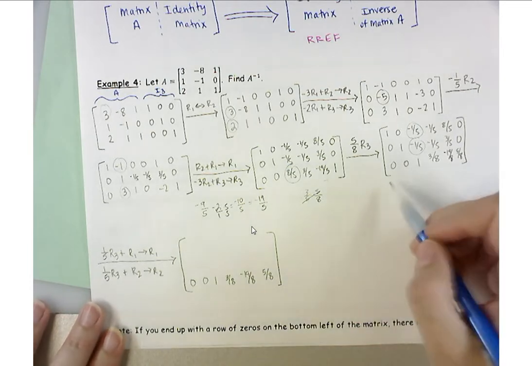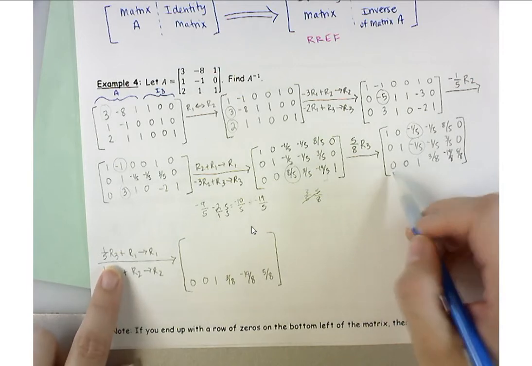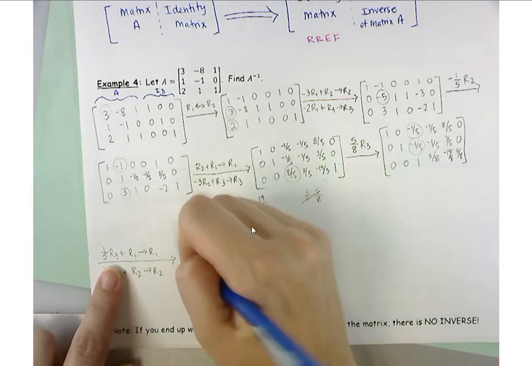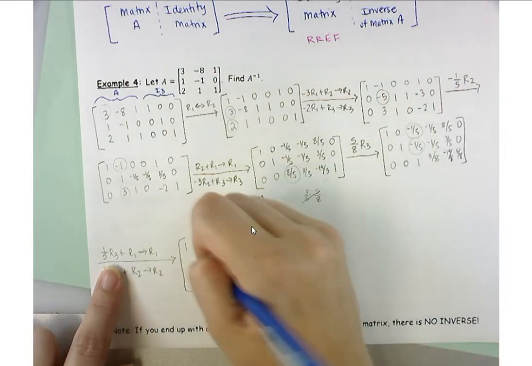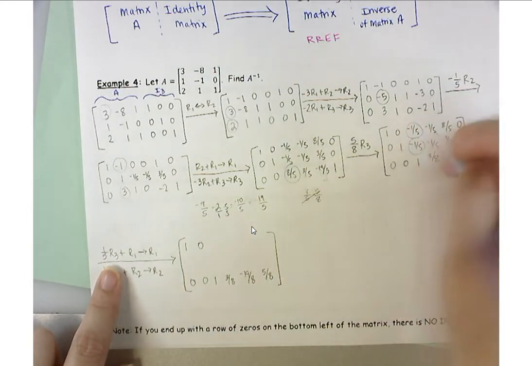So if you're multiplying 1/5 by row 3, 1/5 times 0 is 0. 0 plus 1 is 1. 0 plus 0 is 0. 1/5 plus negative 1/5 is 0.